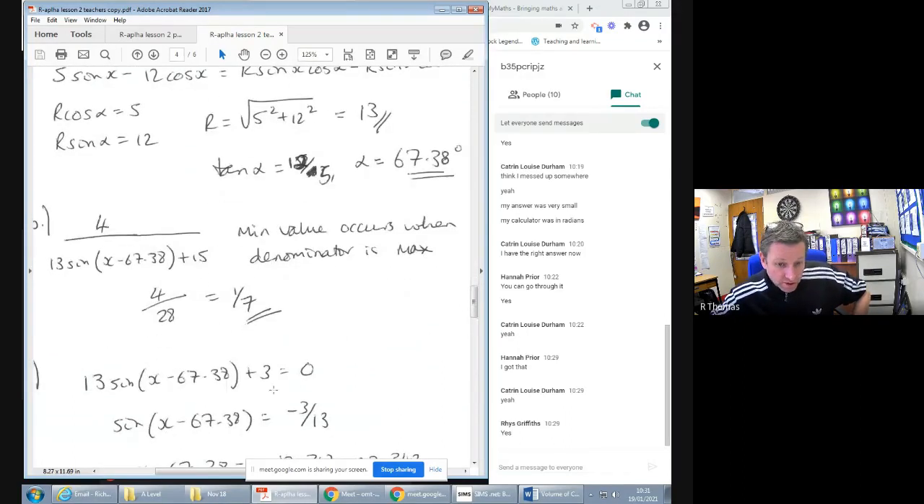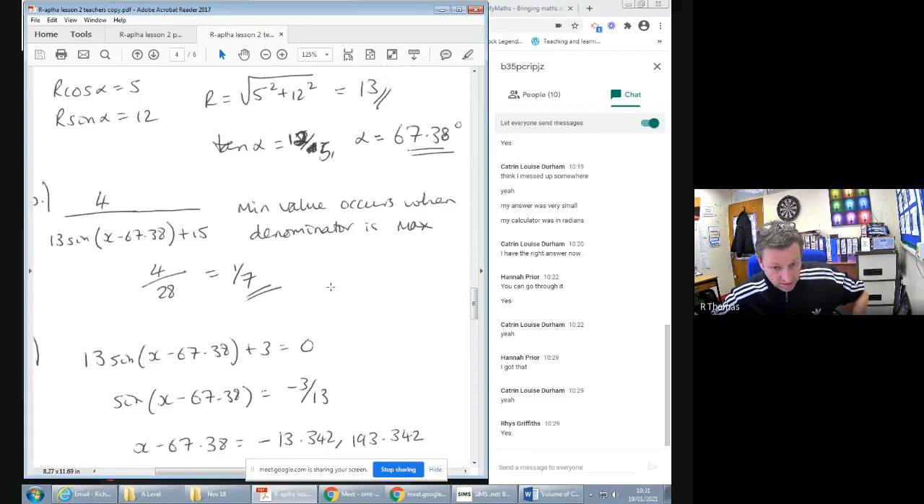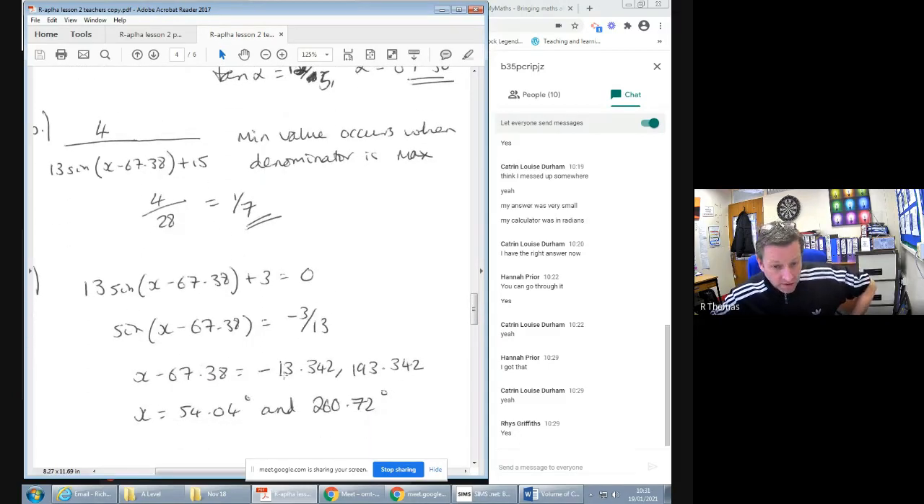So there was my expression. Took the 3 over, became a minus, divided through by 13, hit sine to the minus 1, and I got minus 13.342. I think my calculator would have said that. I know my sine graphs, so I would have known I would have to add that on to 180 to get my other relevant value. Then bring over the minus 67.38 as a plus, add it to both of those, and there would have been my two answers there, 54.04 and 260.72.